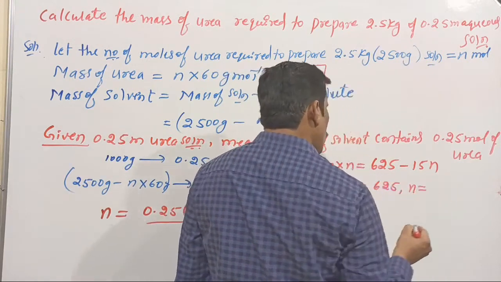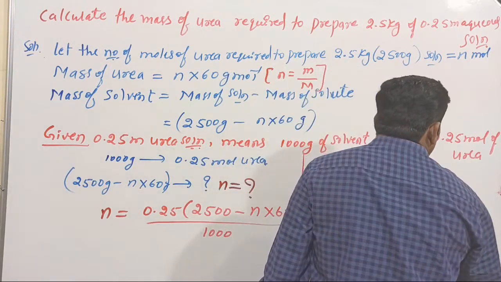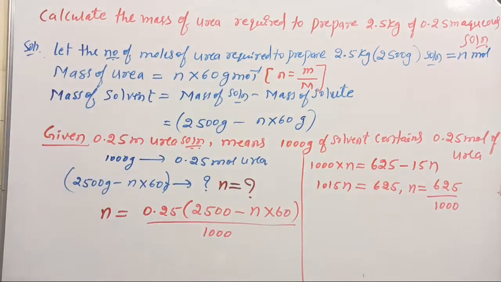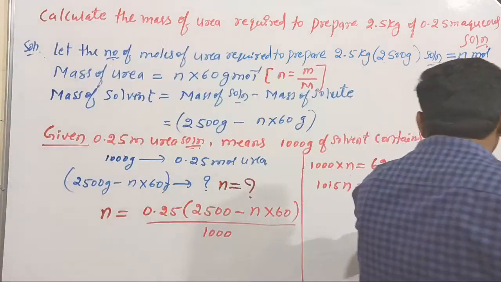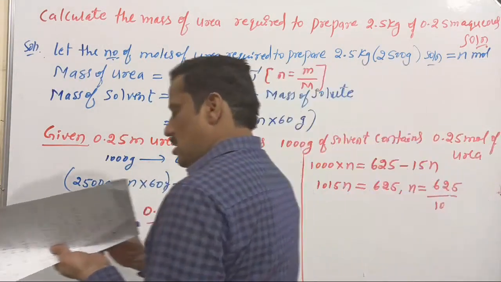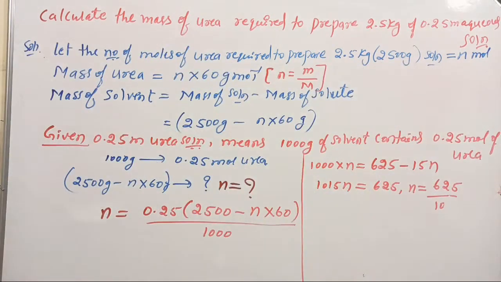n is equal to 625 by 1015. 625 by 1015, use a calculator there.